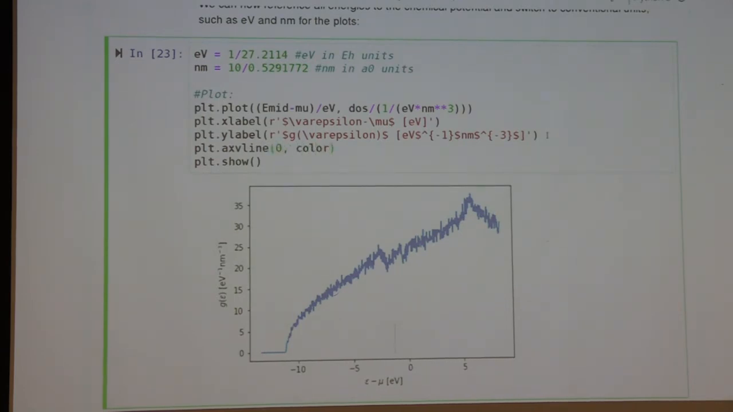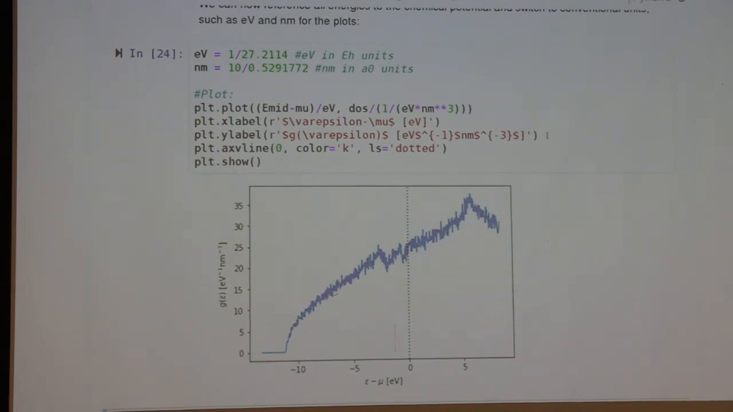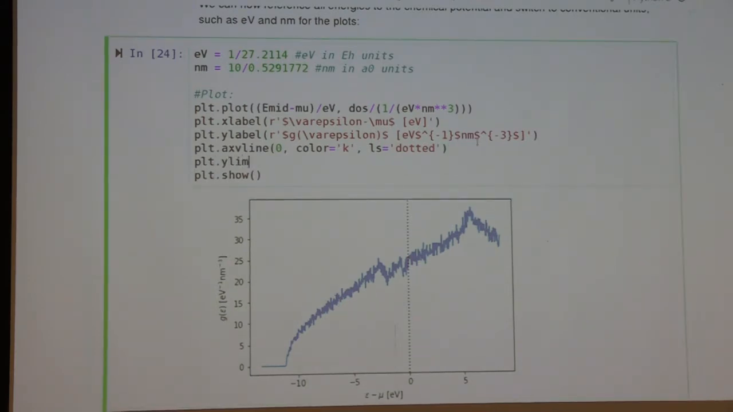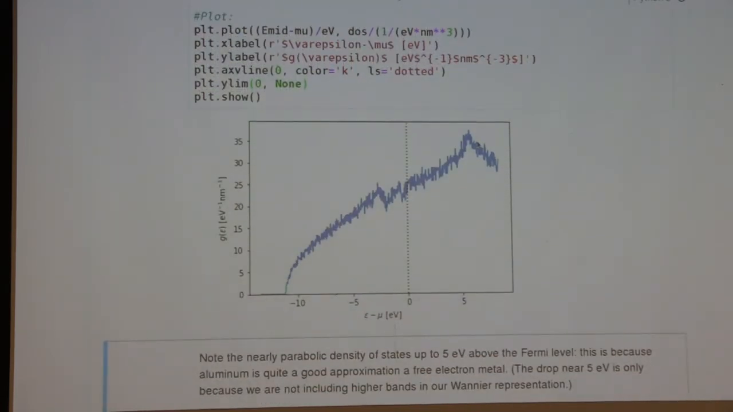I'll also add an indicator for where my neutral Fermi level is. Okay, so that allows us to put the density of states now on a physical energy axis relative to the Fermi level of the metal. And whatever integral of the density of states you have under this are all the occupied valence electrons that you have in that material.